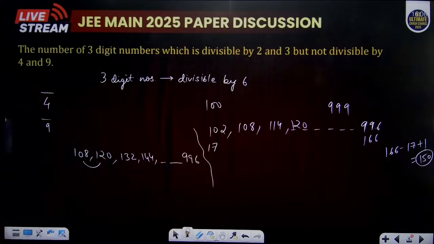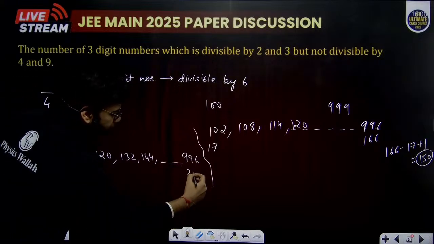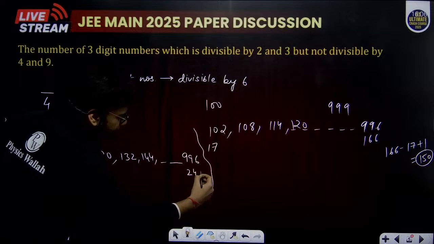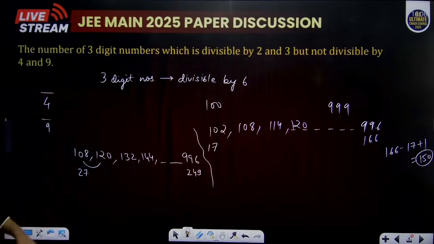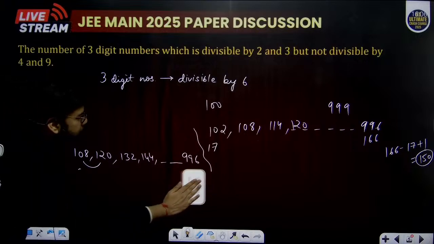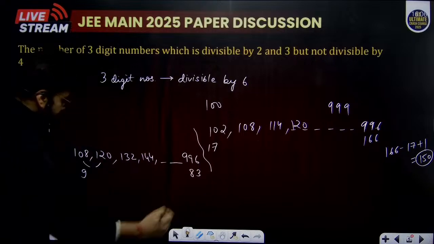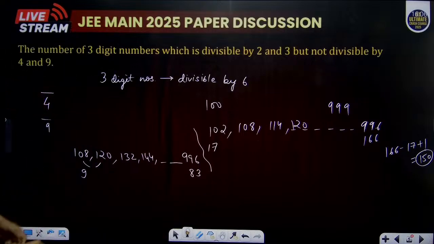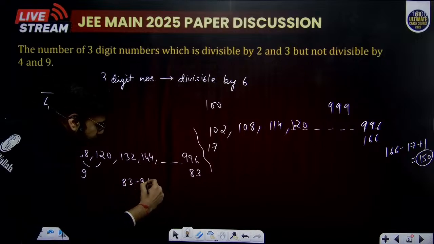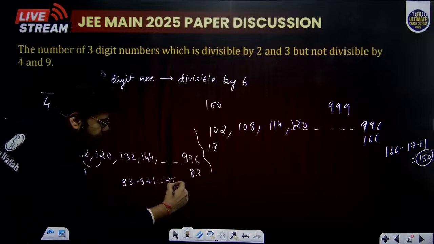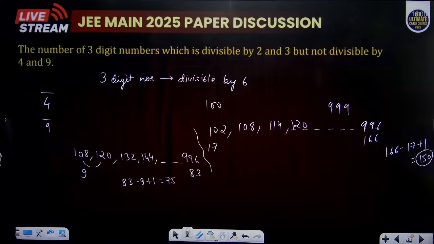So let's count these numbers. 4 into 27 is 108. 4 into 249 is 996. 27 is divisible by 4 and 9. 108, divide by 12. 12 9s are 108. 12 8s are 96, 83. So 83 minus 9 plus 1. That means 75 numbers are there which are divisible by 4.